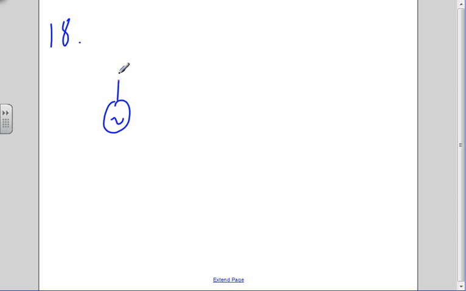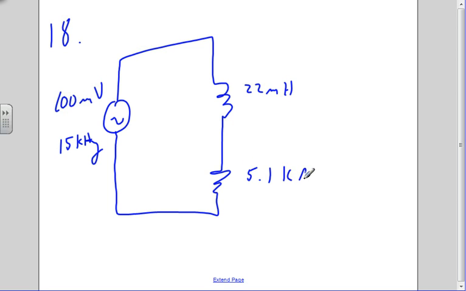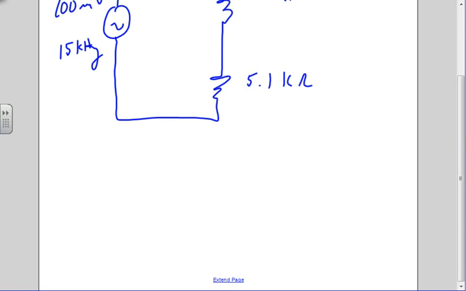All right, so we've got an inductor and a resistor. We've got 100 millivolts at 15 kilohertz. We've got 220 millihenry, and we've got 5.1K ohms. All right, so I get a 4.0 for drawing the picture right.